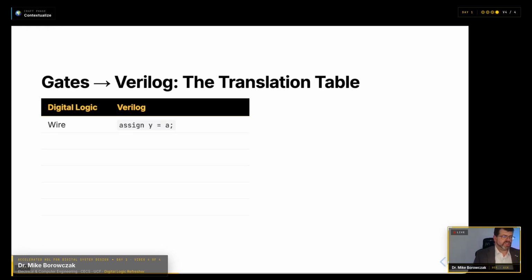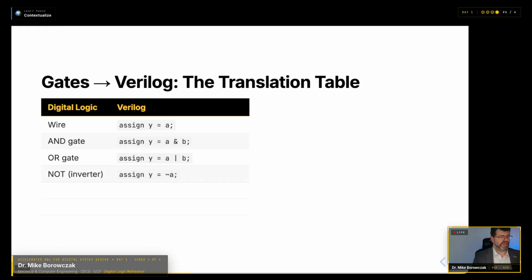Let's talk about the translation from gates to Verilog. Well, digital logic is essentially assigning wires. An AND gate is that ampersand symbol. An OR is the vertical bar. The inverter NOT is the tilde. An XOR gate is the caret.